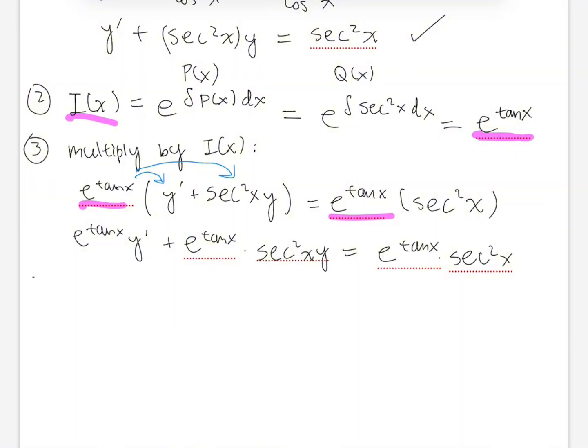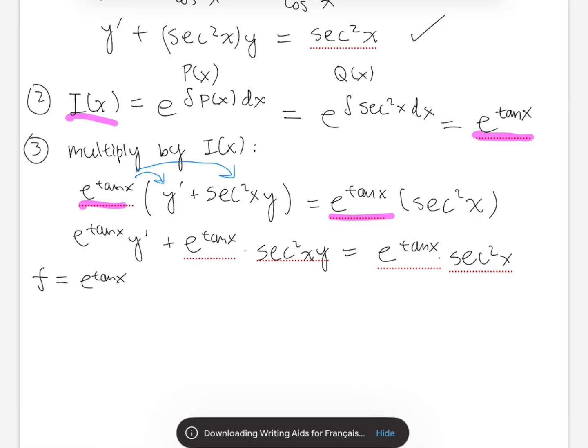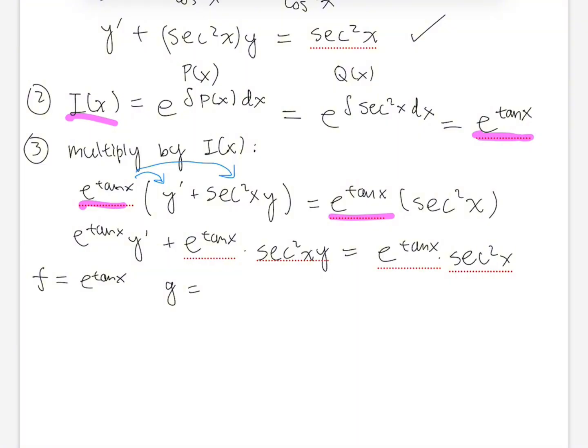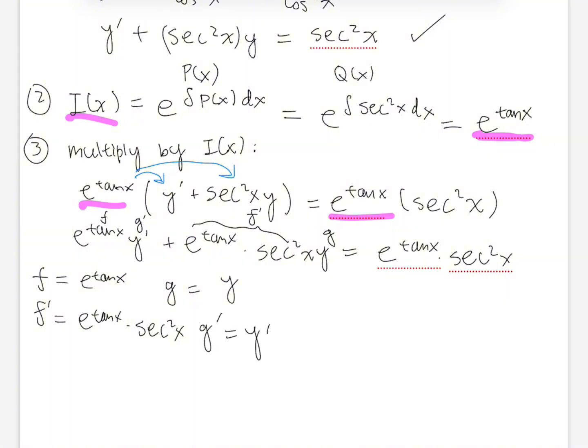So we notice that f equals e to the tan x and g equals y, because we have f g prime plus this entire thing is our f prime because of chain rule, and then this is our g. Because f prime equals e to the tan x times secant squared x. We have to take the derivative of the outer and the inner. Good old chain rule.